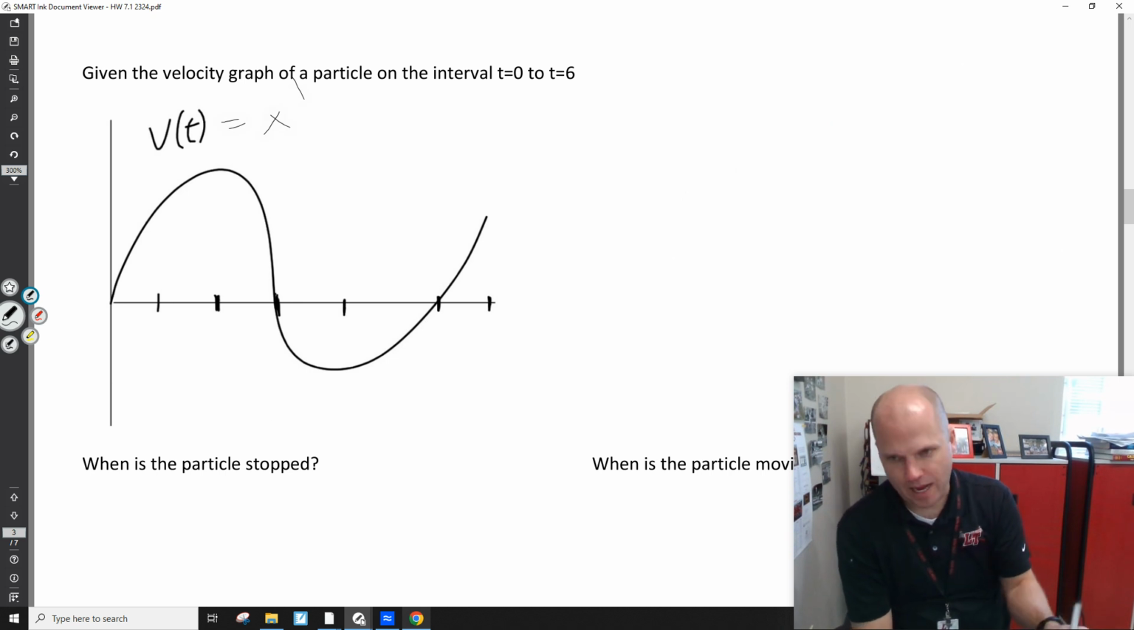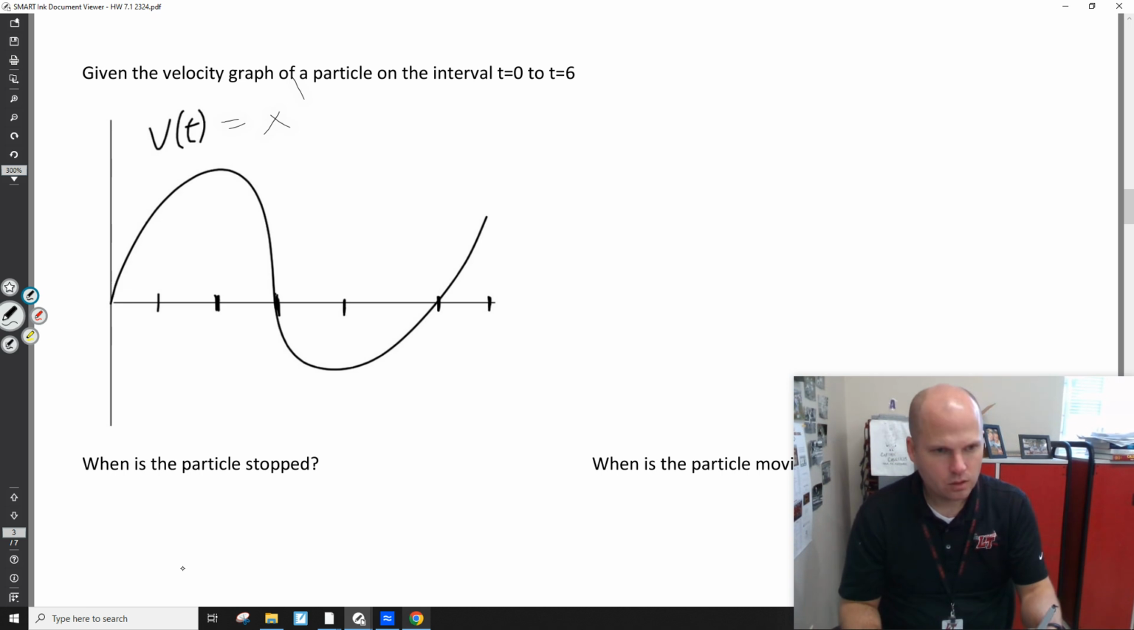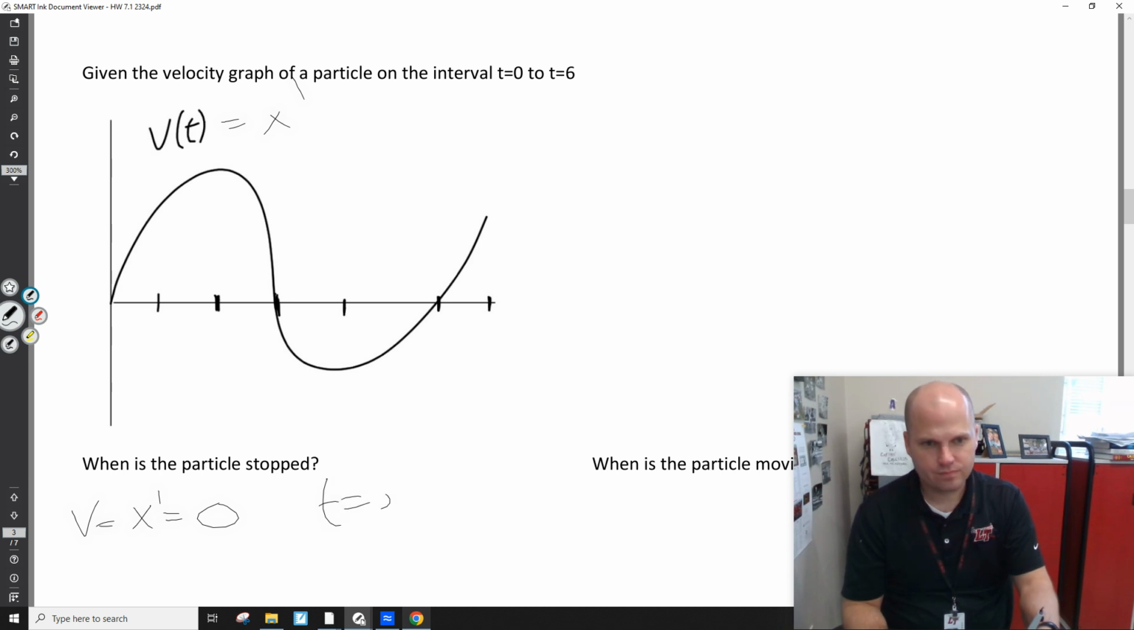When is the particle stopped? When your motion is stopped. When your motion is neither increasing or decreasing. When your velocity is 0. 0, 3, 5.